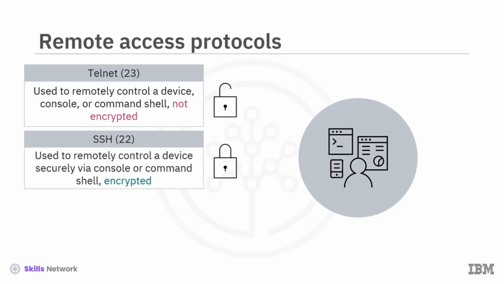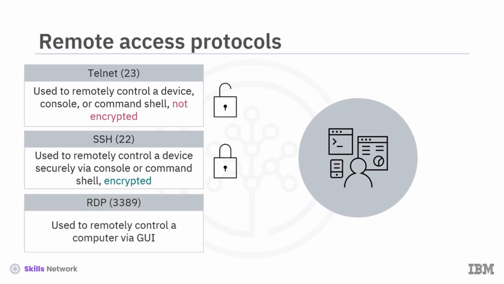Secure Shell, or SSH, is used to remotely control another device via console or command shell securely with encryption. SSH uses encryption to secure remote data. The default port for SSH is 22, which is the same port that SFTP uses, since they both offer similar secured services. And Remote Desktop Protocol, or RDP, is used to remotely control another computer via a graphical user interface, also called GUI for short.